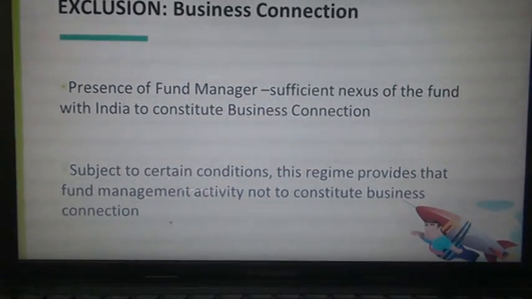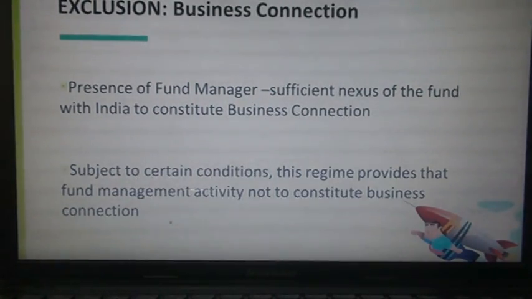Next is again a small exclusion in 9(1)(i), business connection. All overseas investment funds that were located here used to typically have a fund manager present over here. There was a lot of debate as to the presence of fund manager in India, whether it constitutes business connection or not. The amendment has clarified that if certain conditions are fulfilled, then fund management activity will not constitute a business connection, and the mere presence of a fund manager shall not be sufficient nexus for this entire activity to come within the meaning of the term business connection.